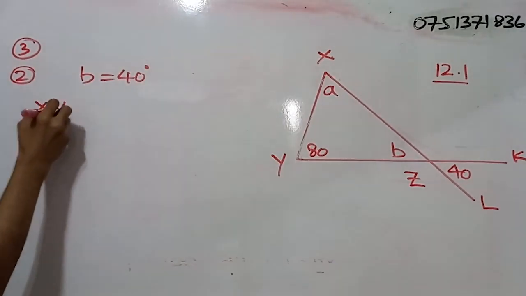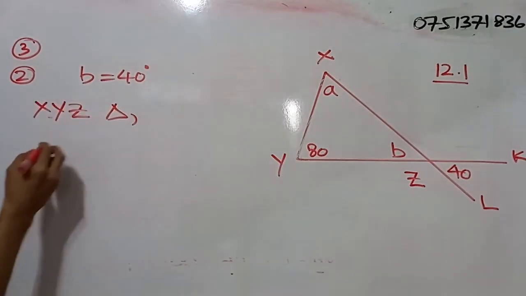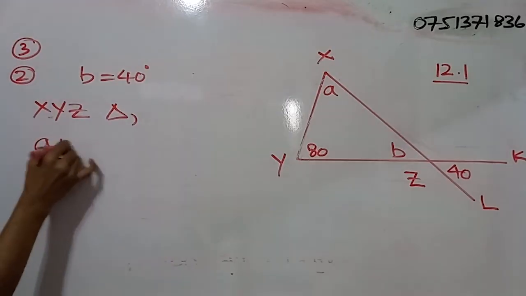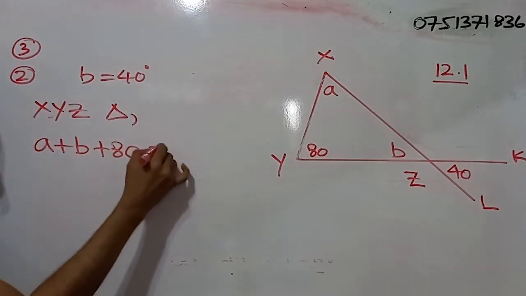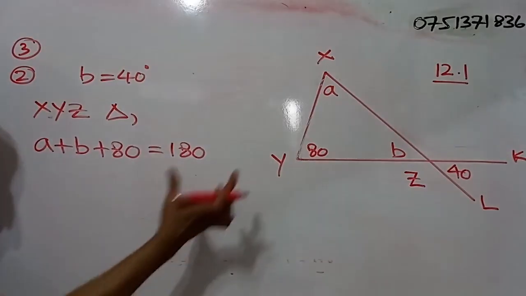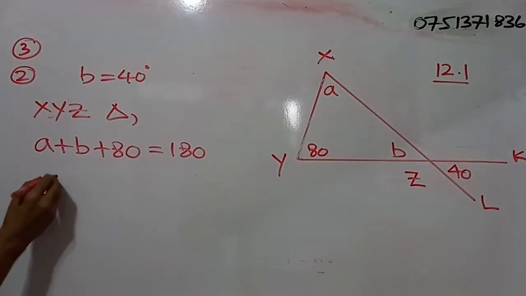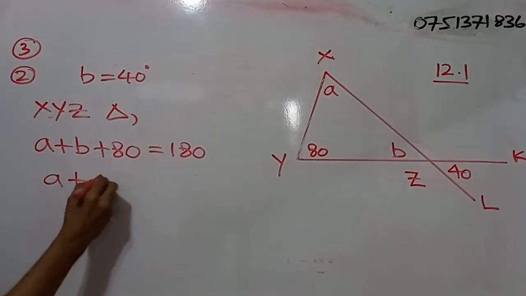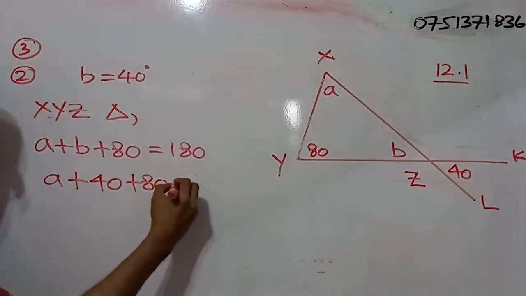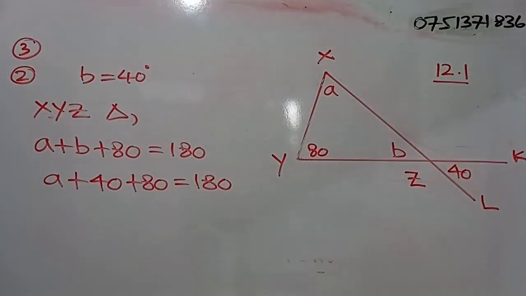So for XYZ triangle, A plus B plus 80, that is equal to what? 180. What is the reason? Sum of internal angles of a triangle. So A plus B is 40 plus 80, that is equal to 180.